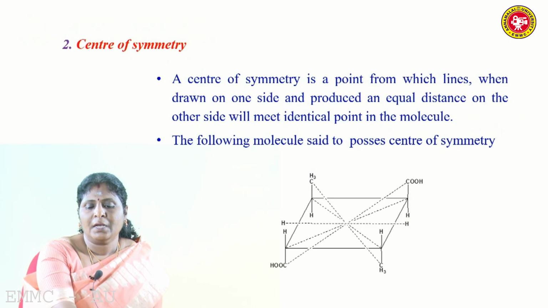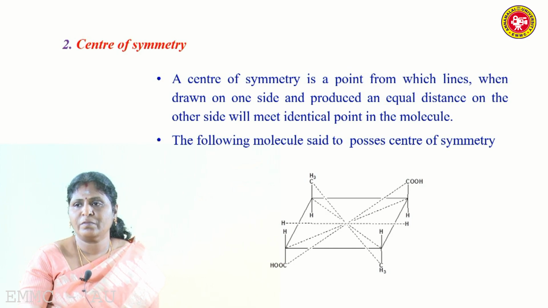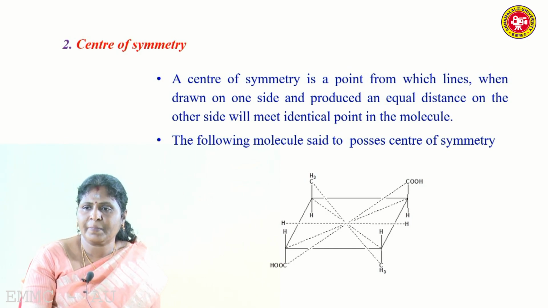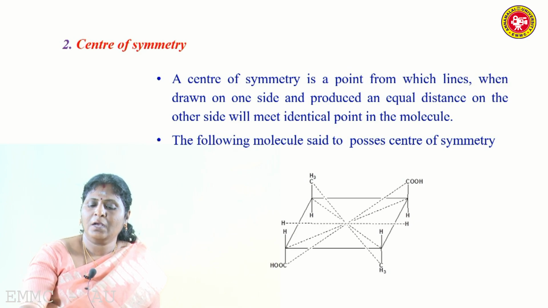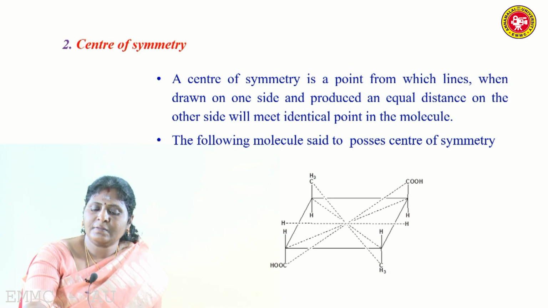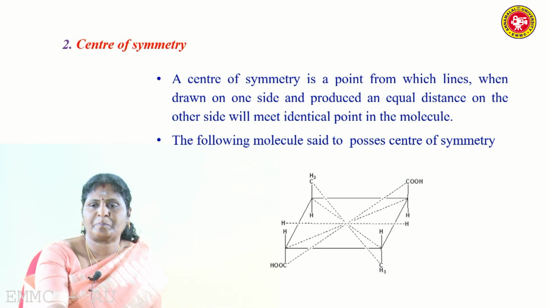Center of symmetry. A center of symmetry is a point from which lines, when drawn on one side and produced to the same extent on the other side, meet identical points in the molecule. That means with respect to this center, moving in one direction we meet COOH, and if we extend in the opposite direction, we meet the same group COOH. Now this system is said to be symmetric with respect to this point.